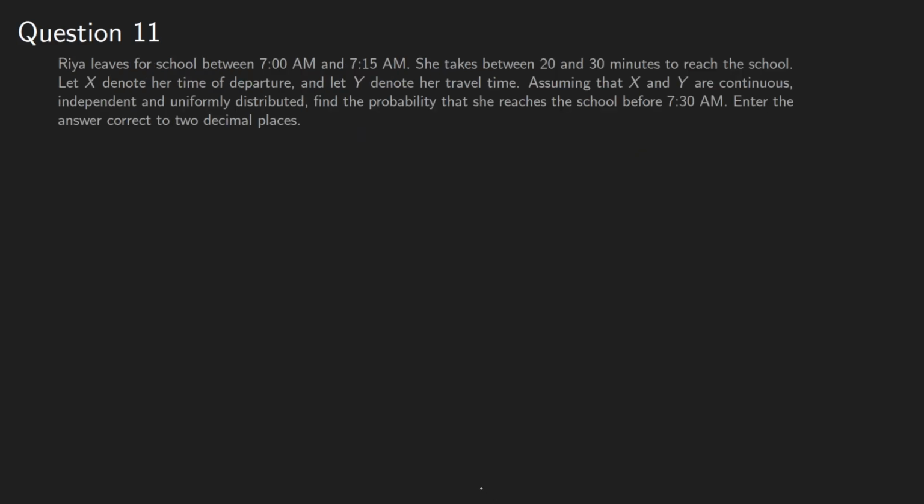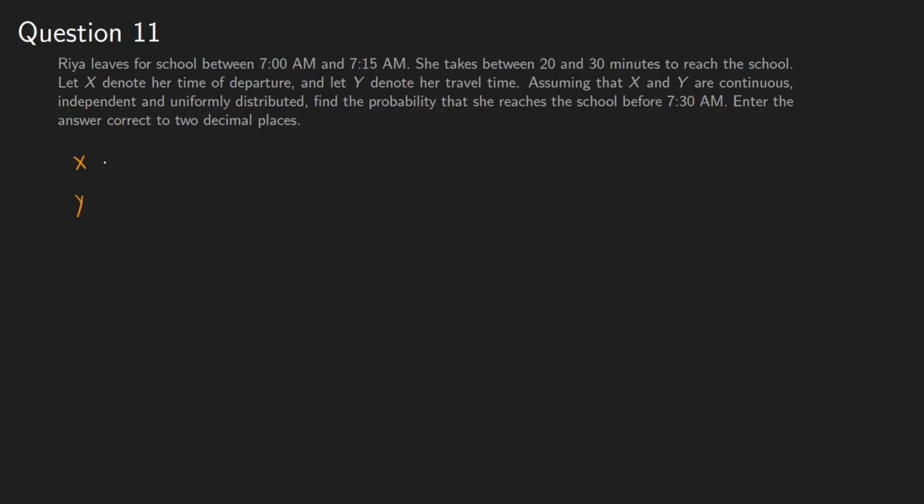In question number 11, we have been given that Ria leaves for school between 7 am and 7:15 am. She takes between 20 and 30 minutes to reach the school. Let x denote her time of departure and let y denote her travel time. Assuming that x and y are continuous, independent, and uniformly distributed, find the probability that she reaches the school before 7:30 am.